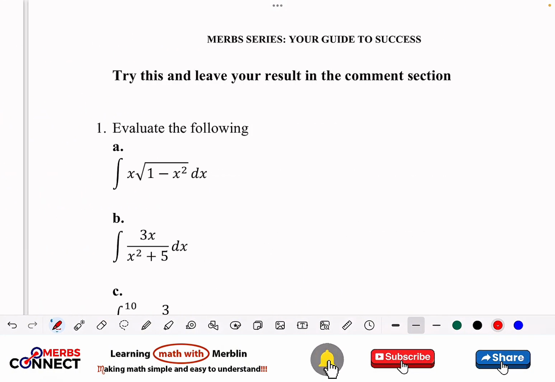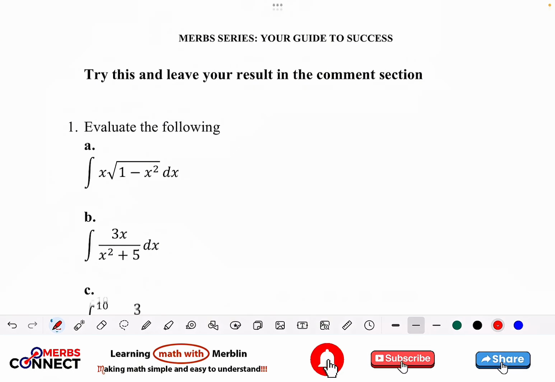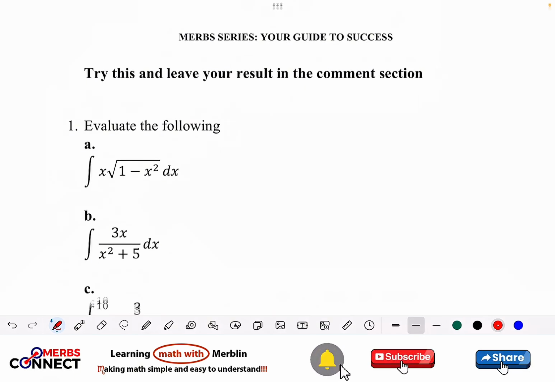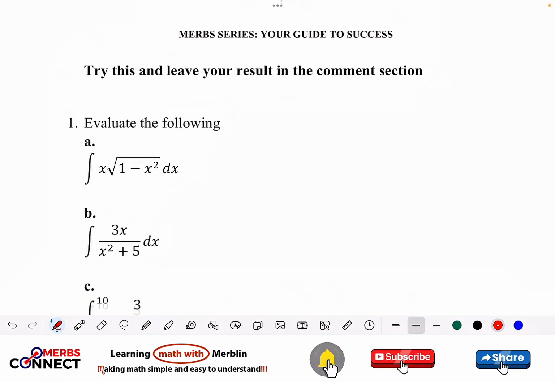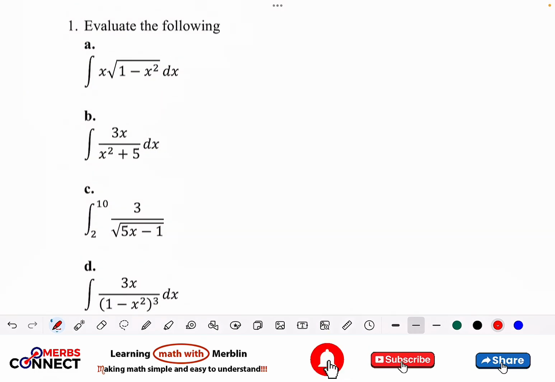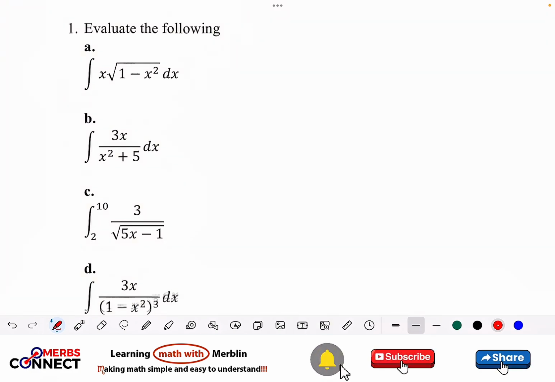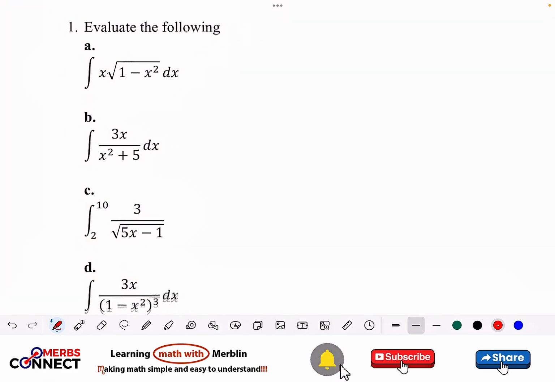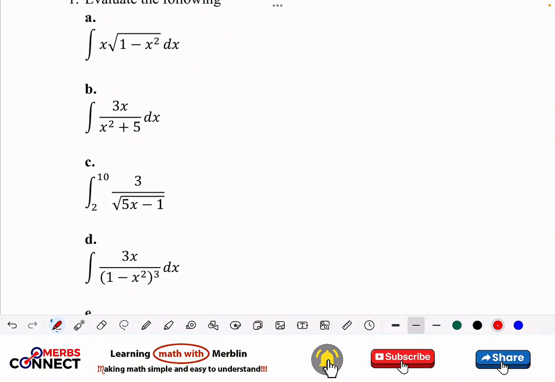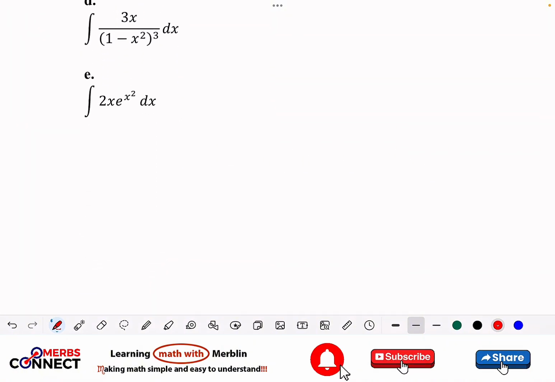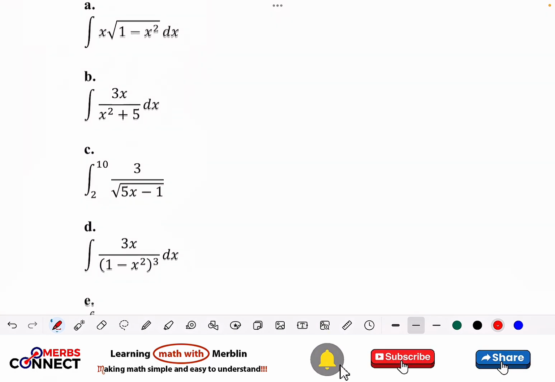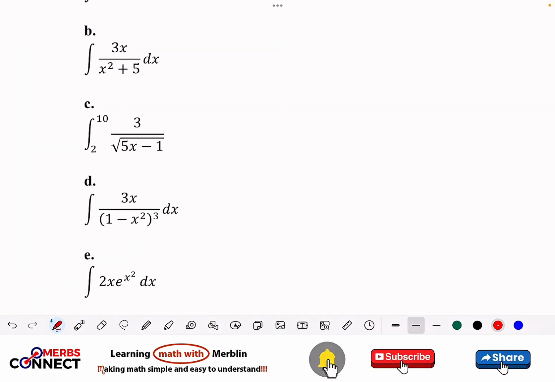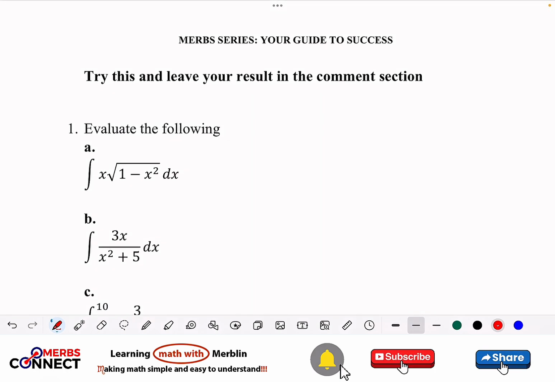So this is using U-substitution to solve integrals, and we've looked at definite and indefinite integrals using U-substitution. So try this and leave your final results in the comment section. So this is A, we have B here, we have C, we have up to E. So please, I hope you've seen the question. A, B, so you can take a screenshot of that. Good. So solve this and leave your final results in the comment section.